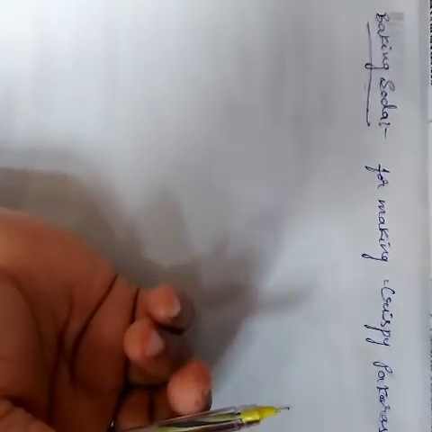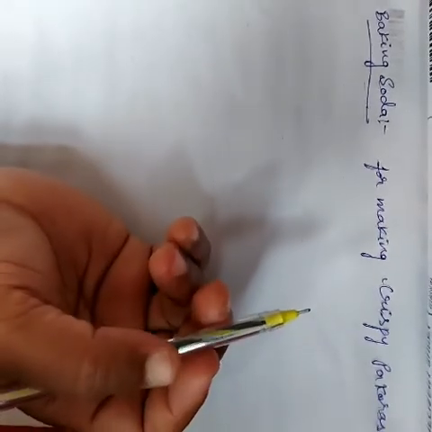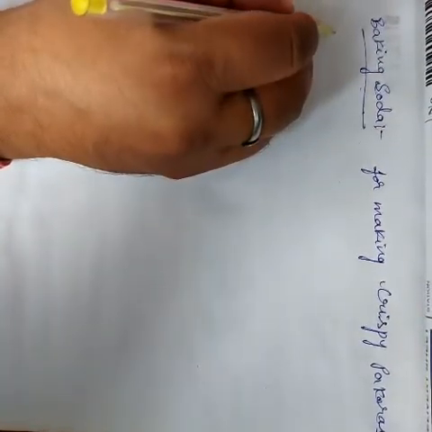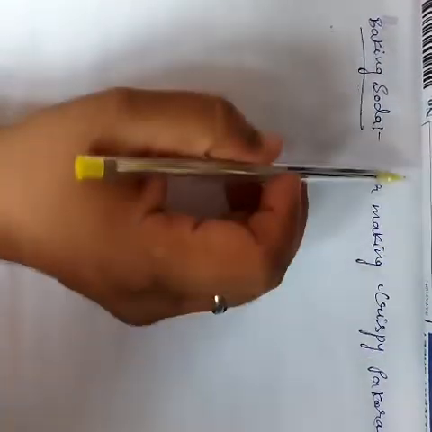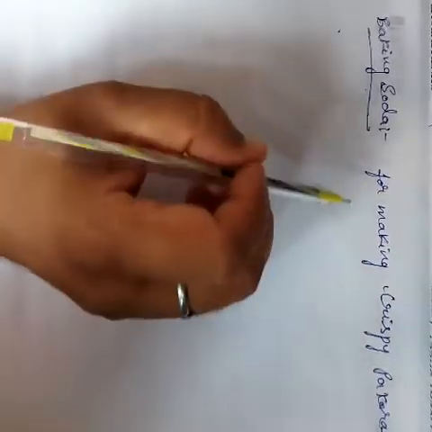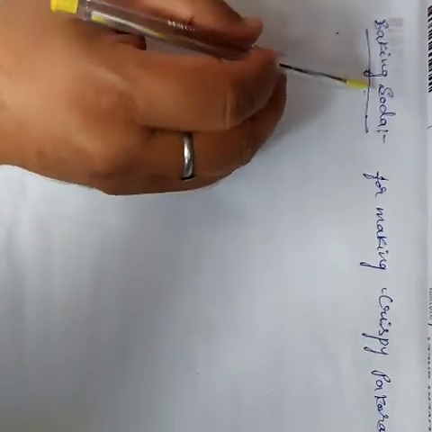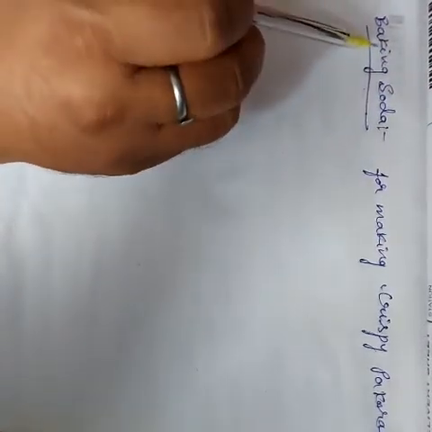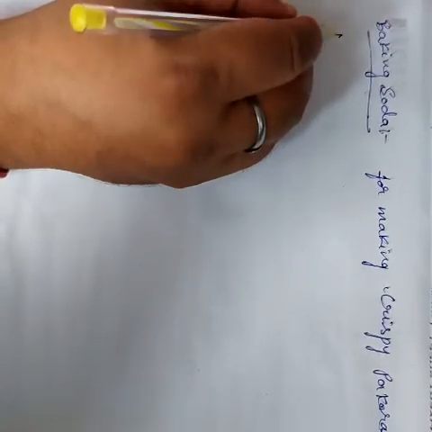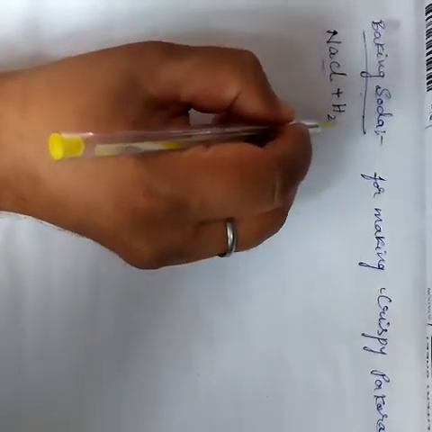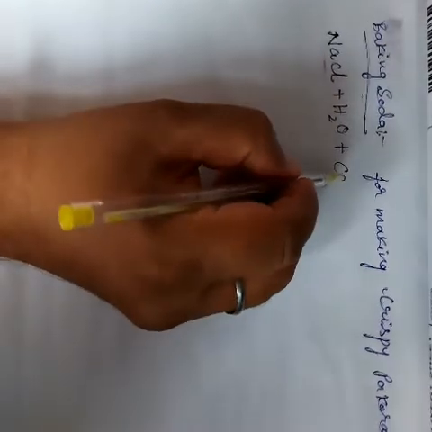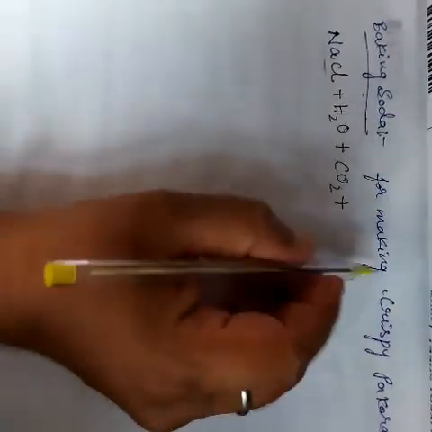Then how is baking soda formed? I already told you the raw materials we use, that is sodium chloride, or sodium, or chlorine. These are the raw materials used for making all the salts. Already discussed, for bleaching powder chlorine is also used. For baking soda we use sodium chloride as the raw material, plus water, plus carbon dioxide, plus ammonia.